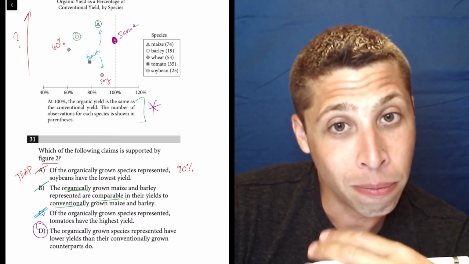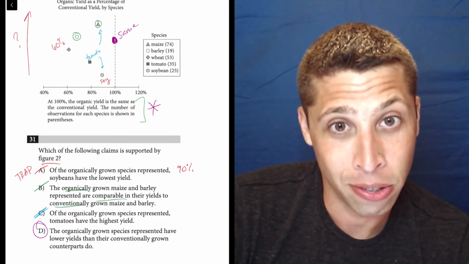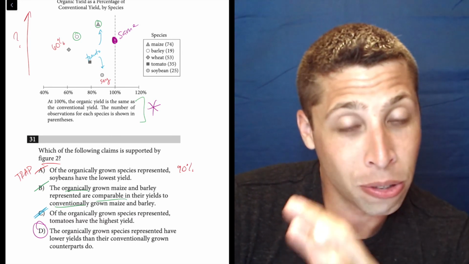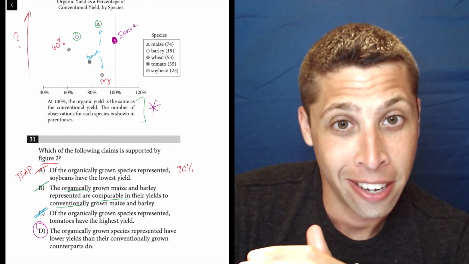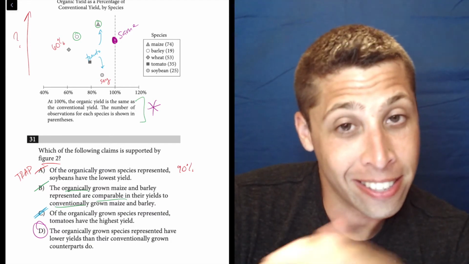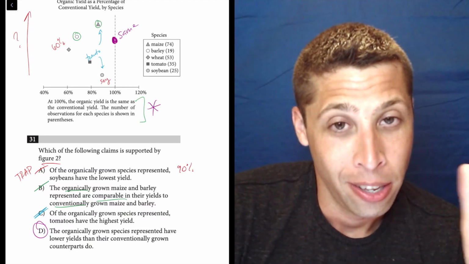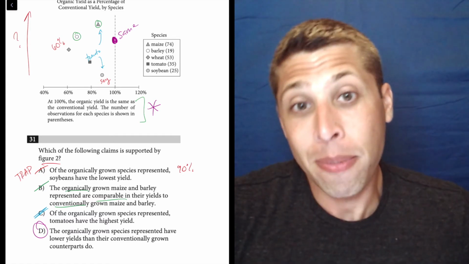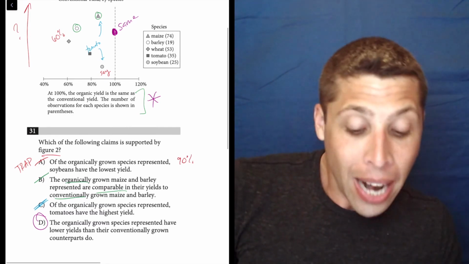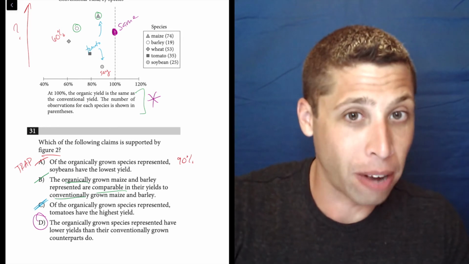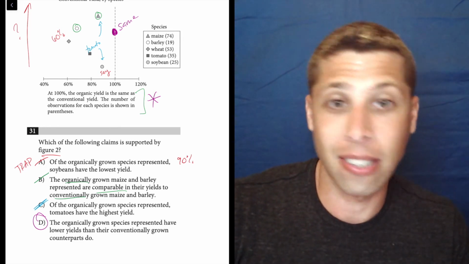So you grow 100 conventional tomatoes, then you put those same plants and you grow organically, you're only going to get 80 instead of 100 like you got before. So that's just what the graph means. It says it, but I get why you have to kind of think about it for a second, and it's not as obvious as some of these other ones.